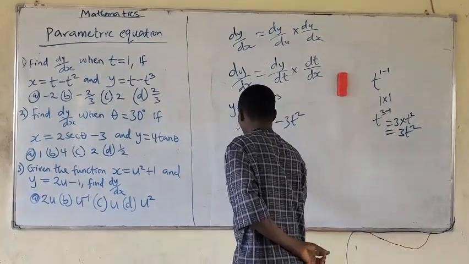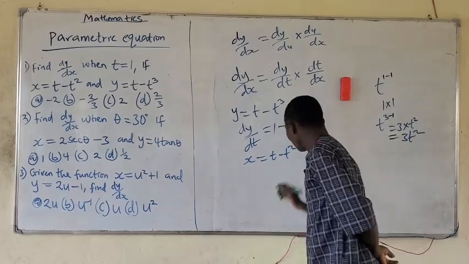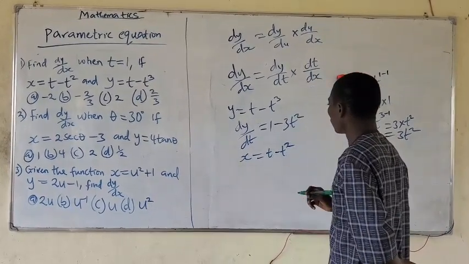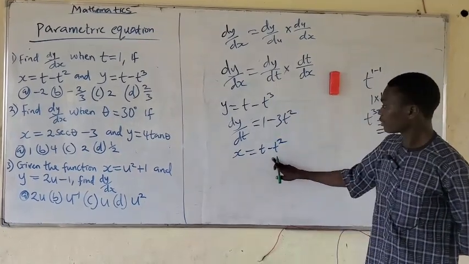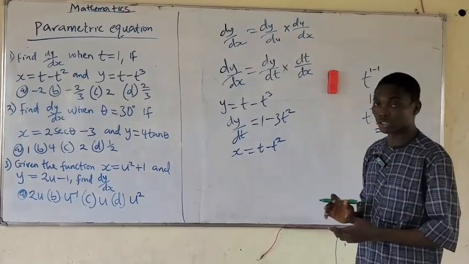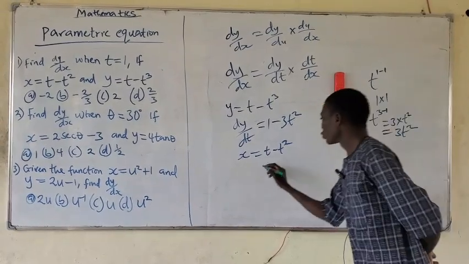So we have x equals to, please pay attention to this, t minus t squared. So let's differentiate the dx/dt first, to avoid any form of unnecessary confusion. So let's differentiate our dx/dt first. Let's differentiate it.